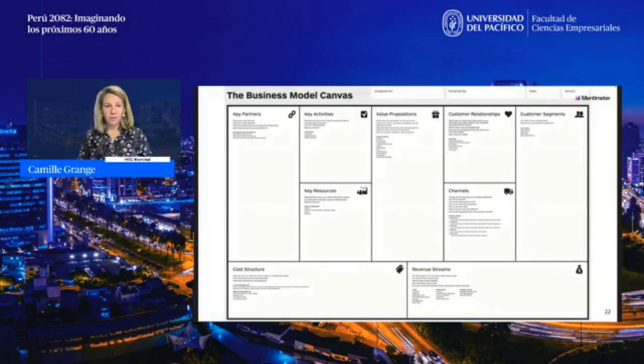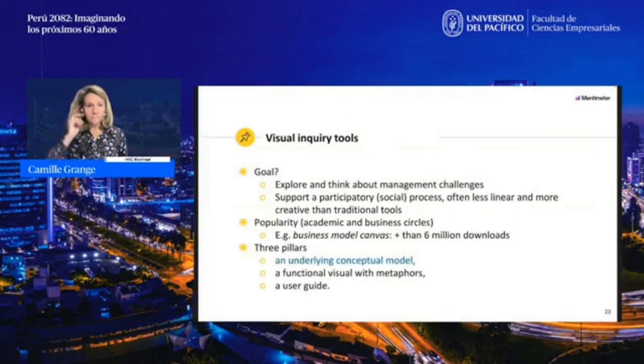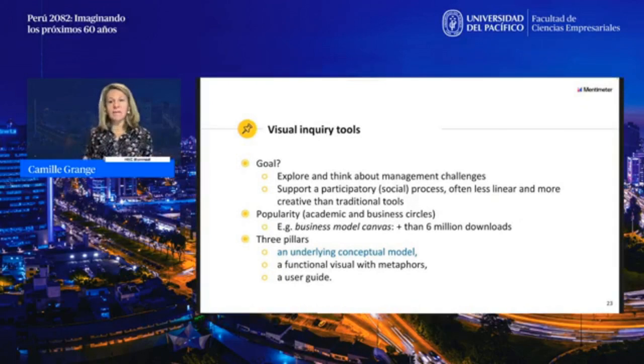So, for example, the canvas induces you to ask questions about what's your value proposition as a business, which segments it serves, what are the revenue streams that are generated, what activities support the value proposition, and what are the key cost centers associated with those activities, all those questions. So that's an example of a very, very popular visual inquiry tool. And tools like the Business Model Canvas are very popular because they are useful in providing a common vocabulary and helping teams collaborate and align on the essential.